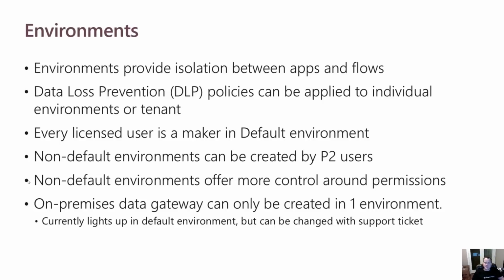Data loss prevention policies can be applied to individual environments or tenants. So we're going to talk a little bit more about that in an upcoming slide. But data loss prevention is really preventing connectors from talking to each other if you don't want them to. So for example, if you do not want to have, say, SharePoint Online and Twitter in the same flow, what you can do is create a DLP policy that prevents that.